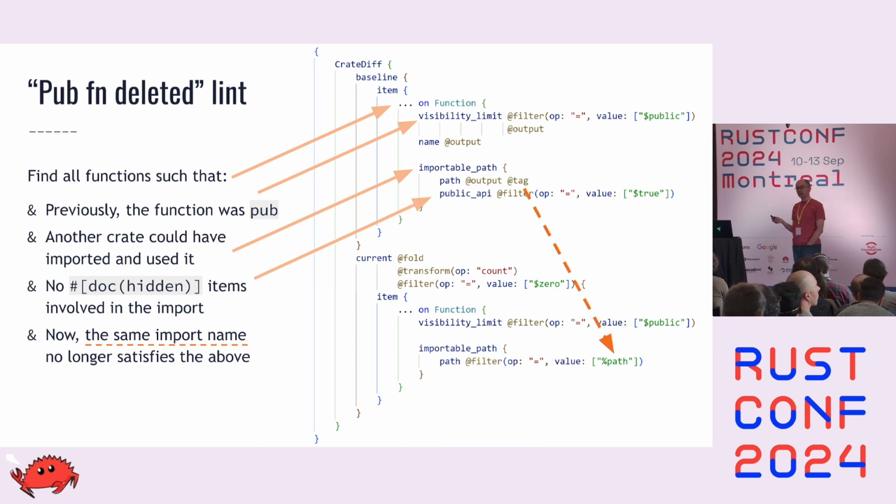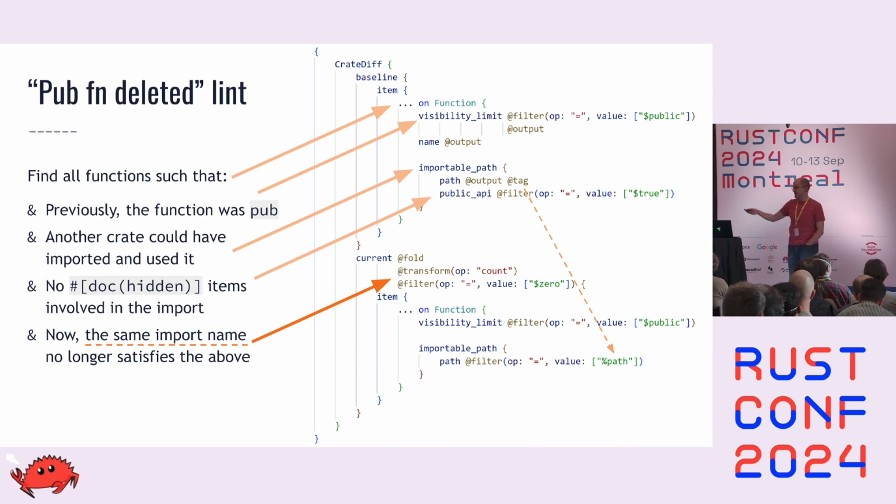And then we'd like to look up the function that is at the same import path in the current version of the package, the one that is about to be published. If we manage to find it, great, not a breaking change. If we don't manage to find it, if the same import name in the new crate no longer satisfies the above, it's not public, it's not importable, it's not public API, something or other, we found a major breaking change.